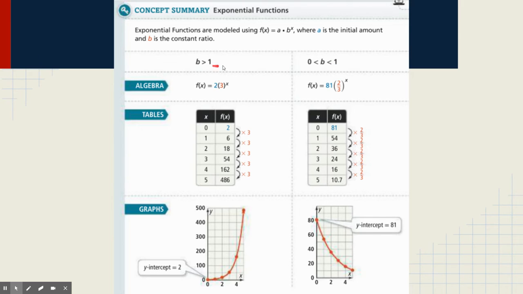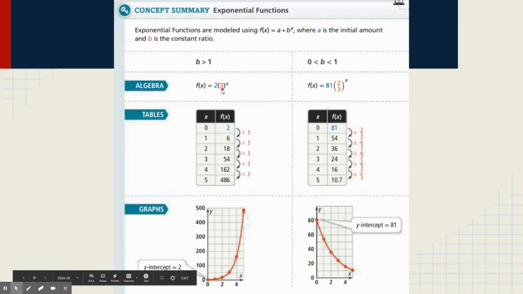If my b value is greater than 1, so a b value of 3, you are going to have a graph that is increasing from left to right at an exponential rate. If we have a b value between 0 and 1, less than 1, a fraction or a decimal, this is going to be decreasing from left to right.